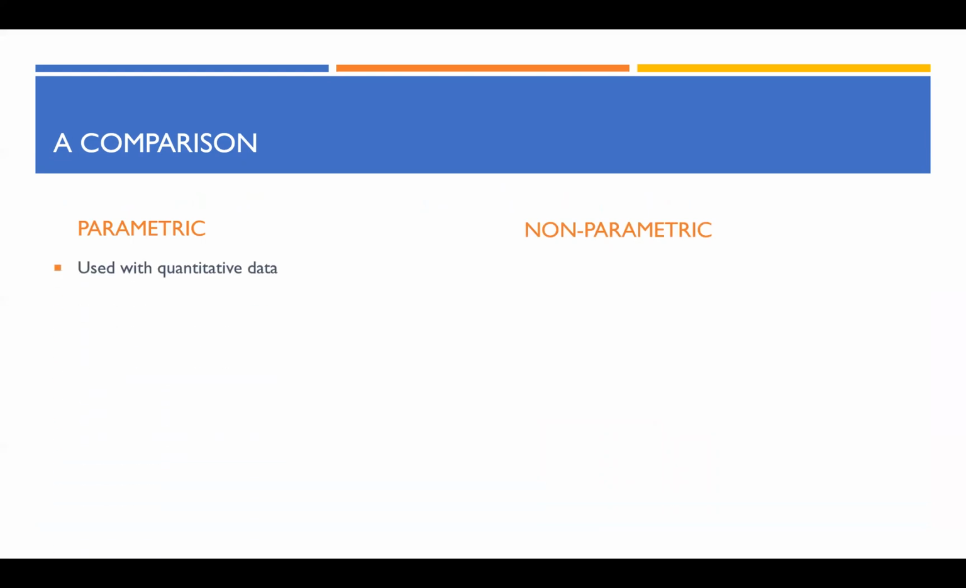First of all, a parametric test really is only used with quantitative data. So it's numbers, which again is typically what we prefer. If at all possible, we prefer to deal with numbers as opposed to words. So parametric tests only apply to quantitative data, typically data that's at either the interval or ratio level.